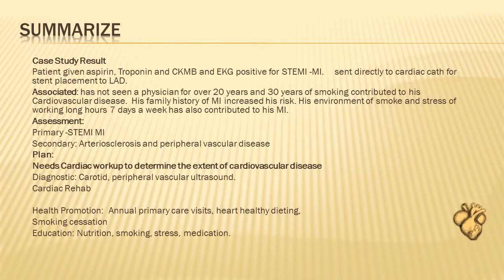So our assessment was primary STEMI MI. Secondary is arteriosclerosis and peripheral vascular disease. And the reason for that is because his pulses in his feet were not as strong, and he didn't have hair growth below his knees. And then our plan is he's going to need an extensive cardiac workup because we don't know how extensive this cardiovascular disease is. Maybe some diagnostic carotid and peripheral ultrasounds to look for blockages, and then definitely we'll need cardiac rehab.